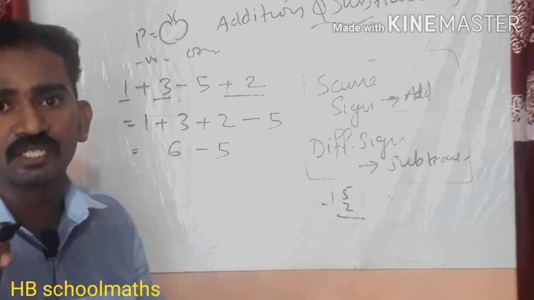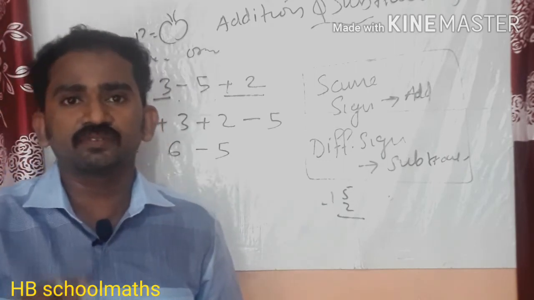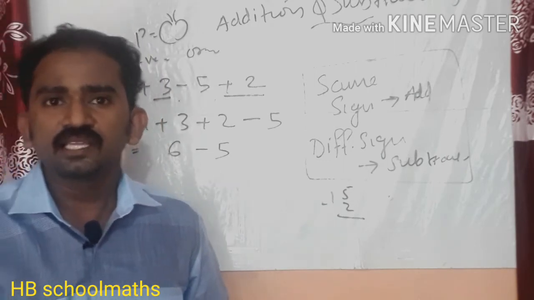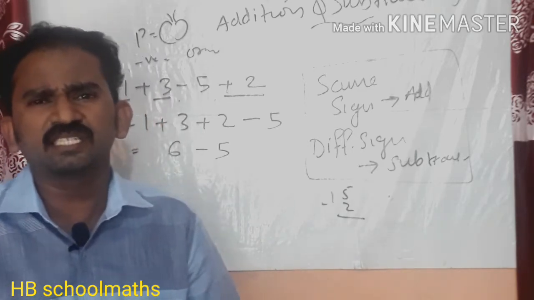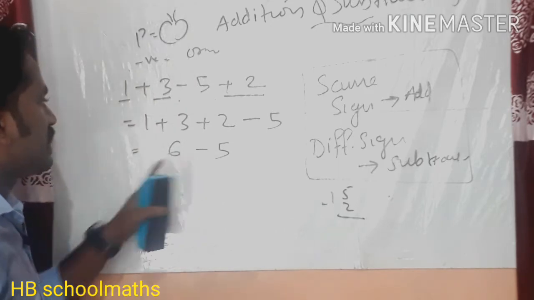Negative numbers: -1, -1, -2, -3, -3, -6, -6, -6, -12, -1, -1, -1, -3. Like that, when a group of negative numbers is there, just simply add them and put a minus sign for getting the answer. So 6 minus 5, see, the final answer.